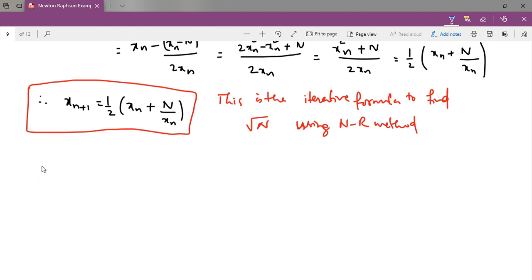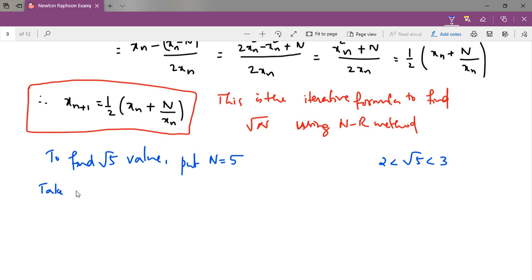So what do we have? In place of n we have 5. So to find the root 5 value, put n is equal to 5. We also see that root 5 lies between 2 and 3, because 2 square is 4 and 3 square is 9. So root 5 lies between 2 and 3.